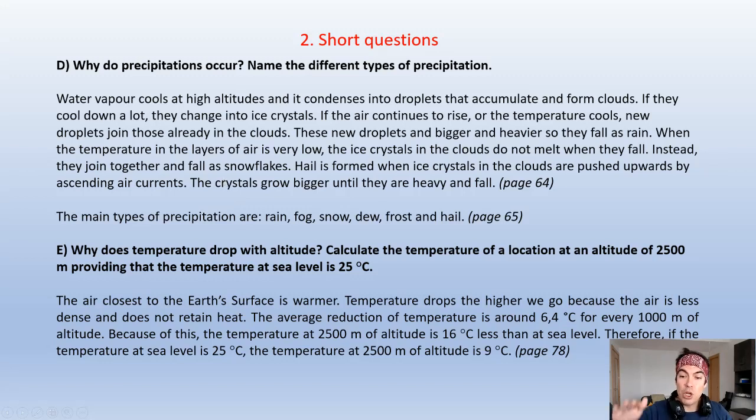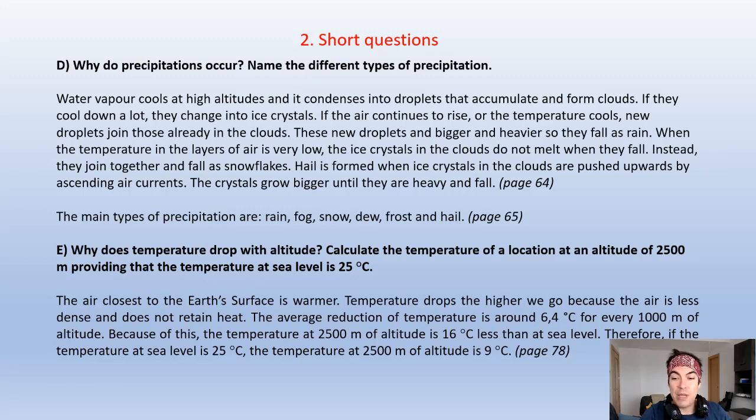The temperature drops the higher we go because the air is less dense and does not retain heat. The average reduction of temperature is around 6.4 degrees centigrade for every 1,000 meters of altitude. So for every 1,000 meters we go up, the temperature will drop about 6.5 degrees centigrade. Therefore, the temperature at 2,500 meters of altitude is 16 degrees centigrade less than at sea level.